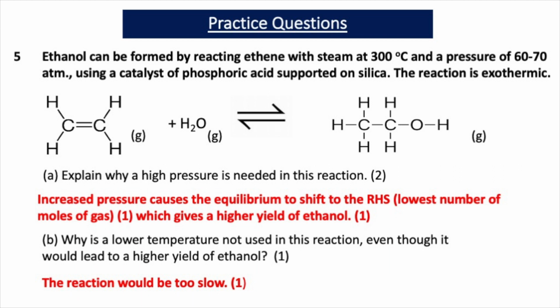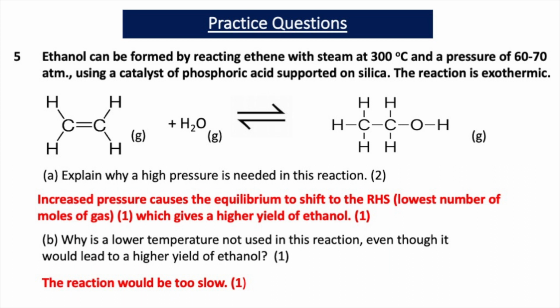So question 5 says that ethanol can be formed by reacting ethene with steam at 300 degrees C and a pressure of 60 to 70 atmosphere with a catalyst of phosphoric acid supported on silica, and the equation is shown. Now it's asking why high pressure is needed in this reaction. So this is a 2-mark question.